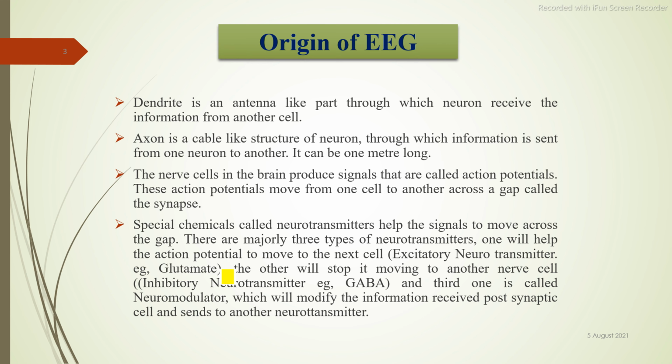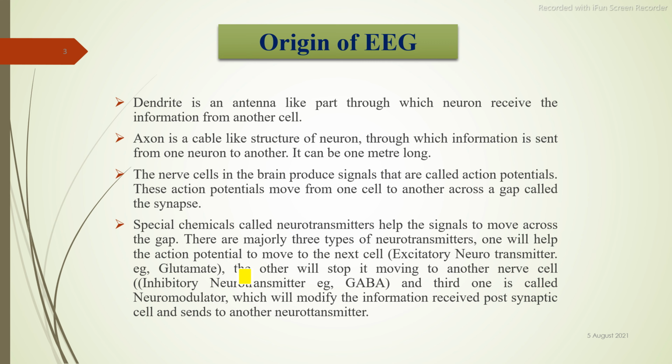And coming to the next kind of neurotransmitter, it is called an inhibitory neurotransmitter. An inhibitory neurotransmitter is a transmitter which will try to stop the movement of the information, or the action potential, from one nerve cell to another nerve cell. So this is one kind of neurotransmitter chemical. An example is GABA.